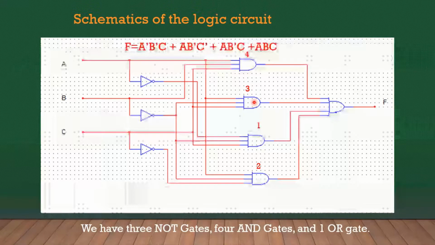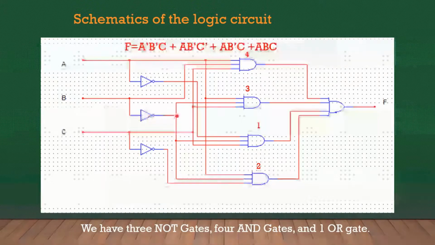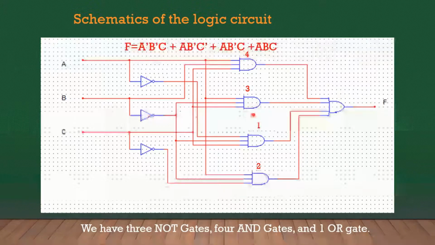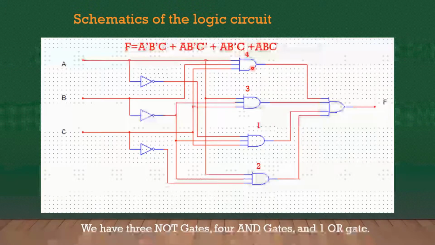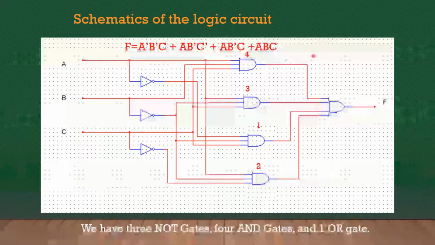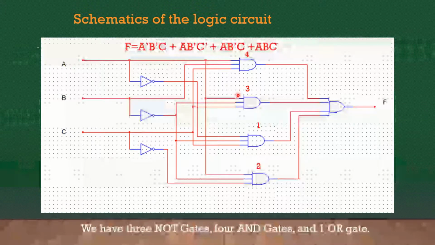Let's see gate 3. This refers to gate 3. Then A is an input to gate 3, B naught is an input to gate 3, and C as it is. So these are the inputs. But you see here, this plus means OR gates. So all these are connected with a 4-input OR gate, and for the whole there is 1 output, that is F. Okay, this way we can draw a schematic from the algebraic expression.